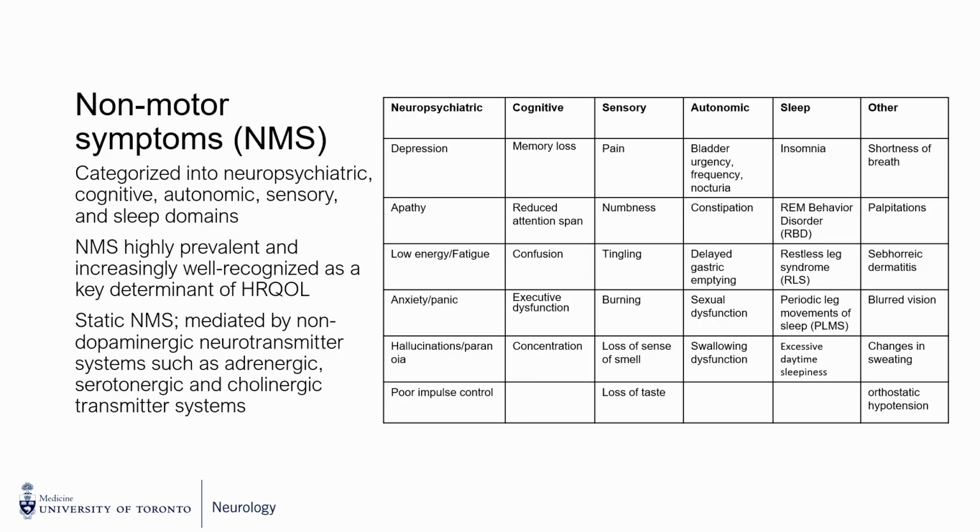So this table provides a broad list of non-motor symptoms that people living with Parkinson's may experience. The table is categorized into neuropsychiatric, cognitive, autonomic, sensory, and sleep domains. Not every person experiences all these symptoms, but we recognize now that most people experience one or more non-motor symptoms, and the impact of non-motor symptoms may affect quality of life, maybe more adversely than motor symptoms.